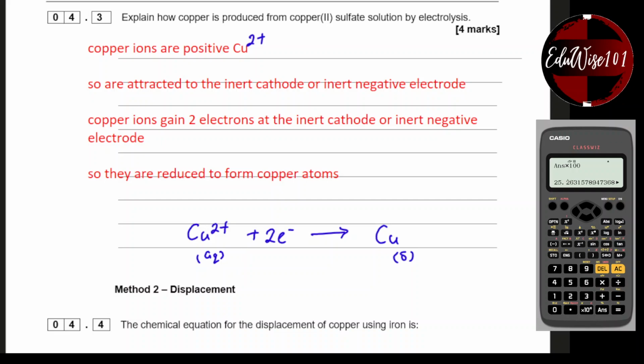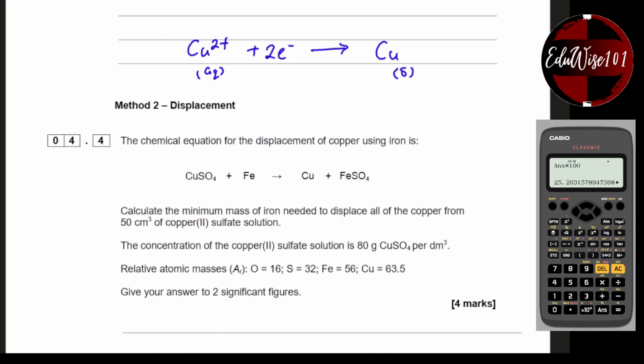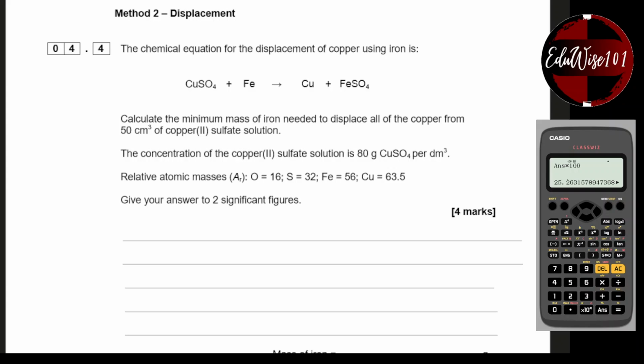Method 2, displacement reaction. The chemical equation for the displacement of copper using iron is: copper sulfate plus iron gives you copper plus iron sulfate. Calculate the minimum mass of iron needed to displace all of the copper from 50 centimeter cube of copper 2 sulfate solution. The concentration of the copper 2 sulfate solution is 80 gram per dm cube, where 1 dm cube is equal to 1000 centimeter cube.